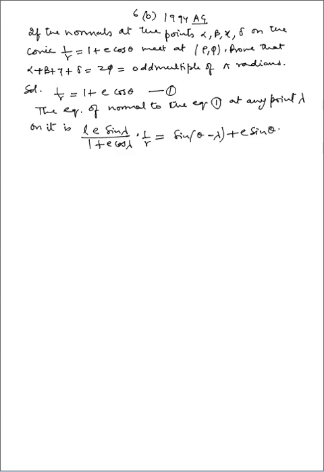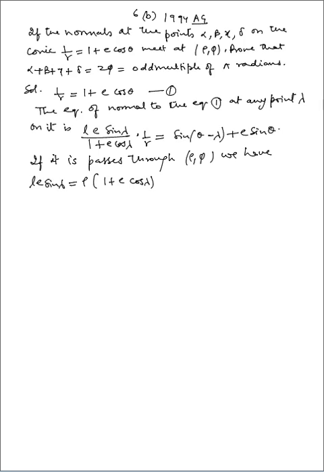Now if it passes through rho, phi, we have l e sin lambda is equal to rho times 1 plus e cos lambda, then minus cos phi sin lambda plus e sin phi. This is equation 2.